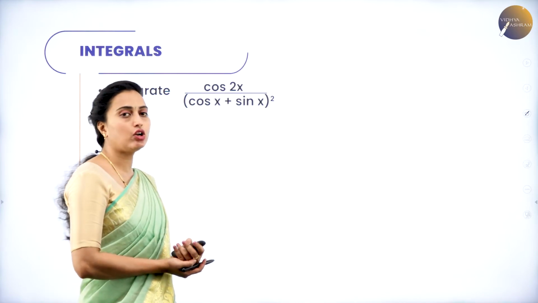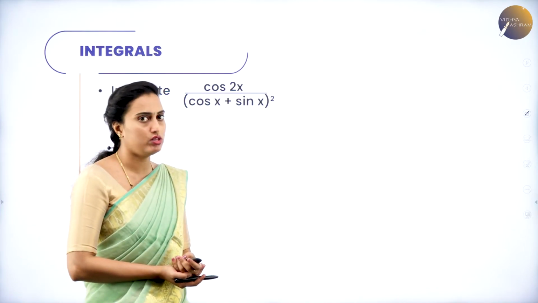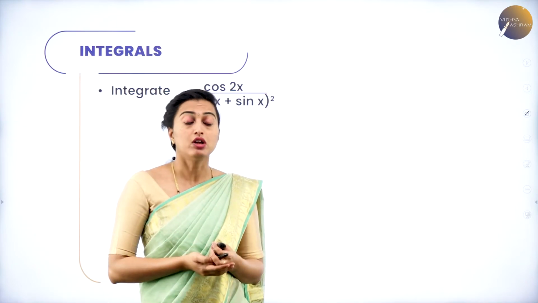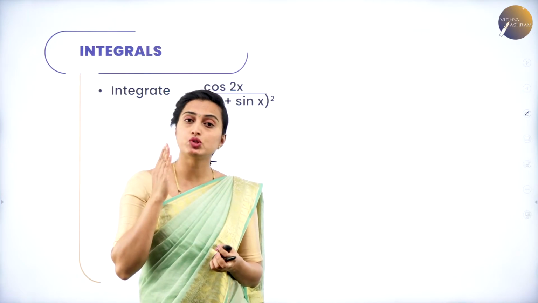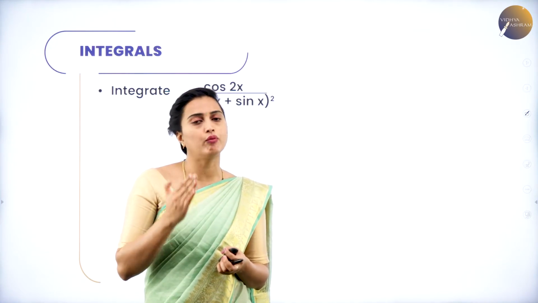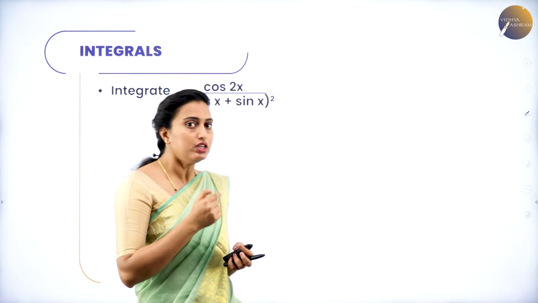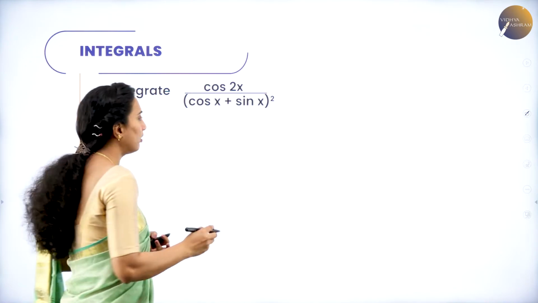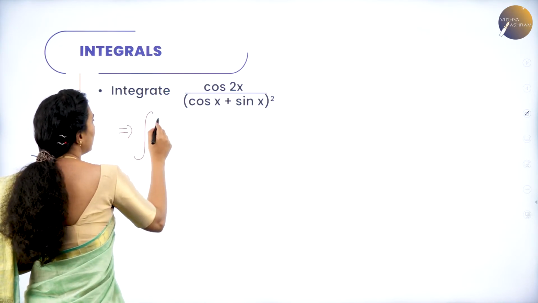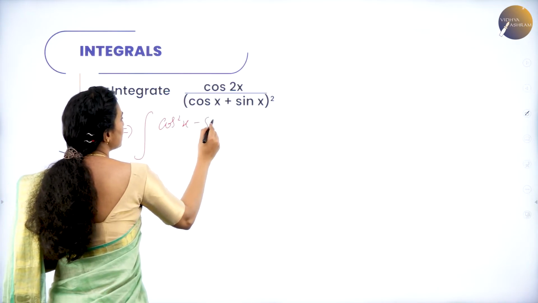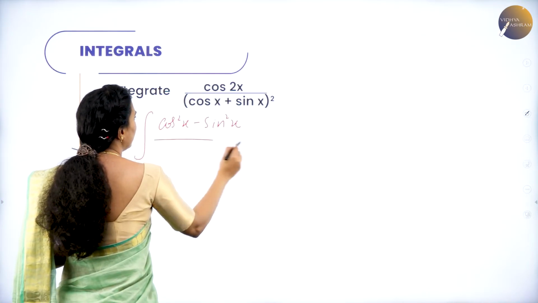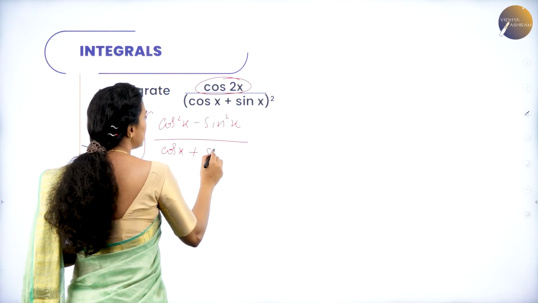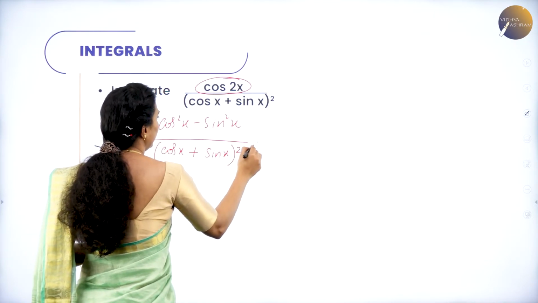Now we'll be moving on to the next problem, dears. They have asked to integrate cos 2x divided by cos x plus sin x whole squared. Dears, you know already cos 2x can be written in terms of 4 types: one in terms of cos and sin, one in terms of only sin, one in terms of only cos, one in terms of only tan. Now here, since you have the denominator in terms of cos and sin, for the numerator cos 2x I am substituting the formula like this. Integral of cos squared x minus sin squared x, which is nothing but cos 2x, divided by the denominator as it is, cos x plus sin x whole squared dx.